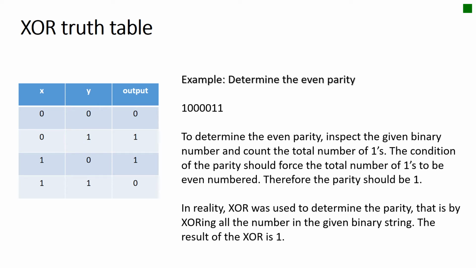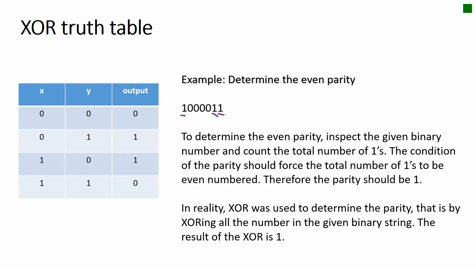Let us have this as example. Determine the even parity for the binary number 1, 0, 0, 0, 0, 1, 1. To determine the even parity, all we need to do is to inspect the given binary number and count the total number of 1s. So you count with me. In this given binary number, the total number of 1s is 1, 2, and then 3. So the total number of 1s in that given binary number is 3.